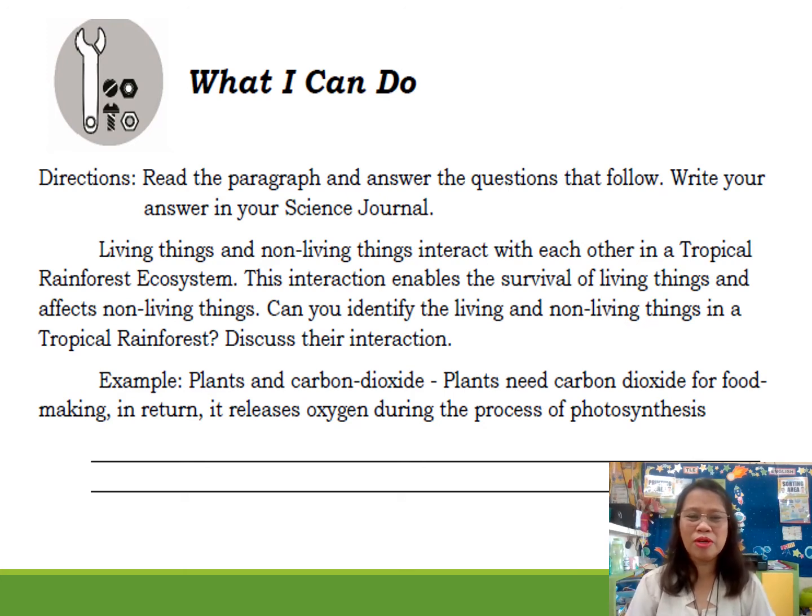What is your explanation? Plants need carbon dioxide for food making. In return, it releases oxygen during the process of photosynthesis. So, the plants need carbon dioxide to make food. In return, the plants release oxygen needed by the animals.